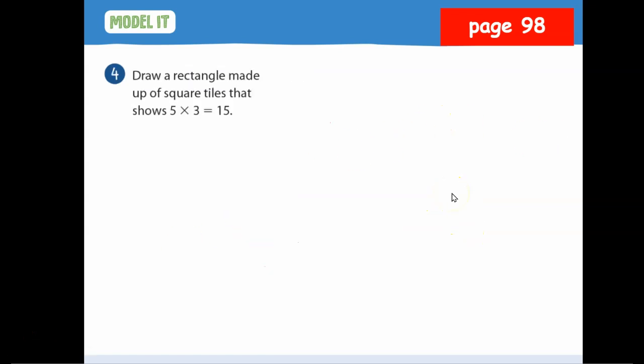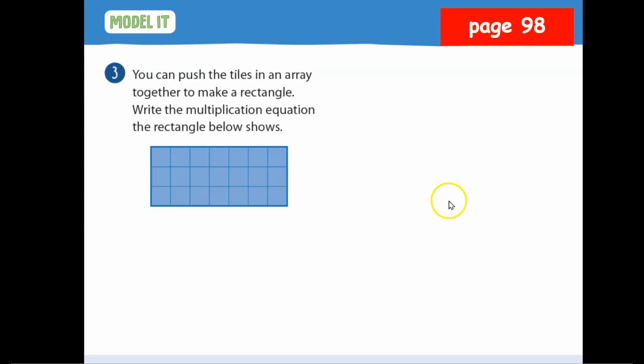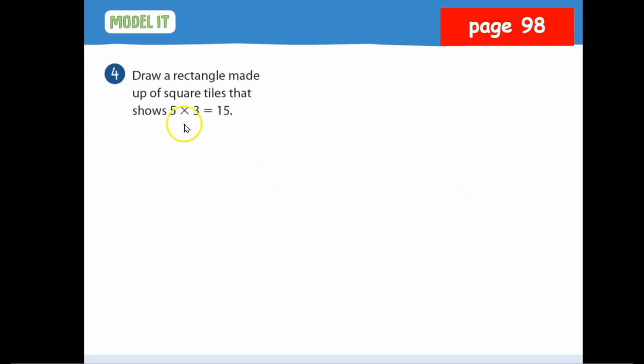So go ahead and do this one for me. It says draw a rectangle made up of square tiles that show 5 times 3. It's similar to this, but it shows 5 times 3 equals 15. Go and do that.